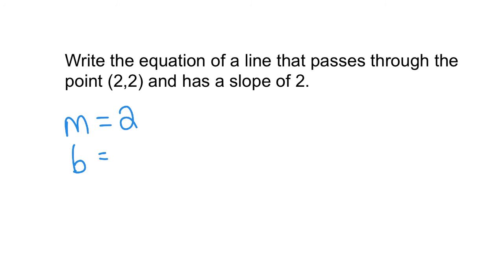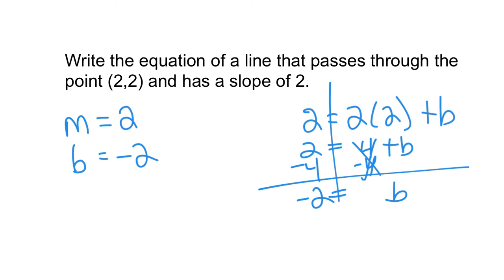Take a minute, pause this video, and see if you can set this up with the correct m and the correct information in for x and y and solve it for b. Then come back and see if you were right. All right, so hopefully you solved that and got a b value of -2, which means your equation should be y equals 2x minus 2.